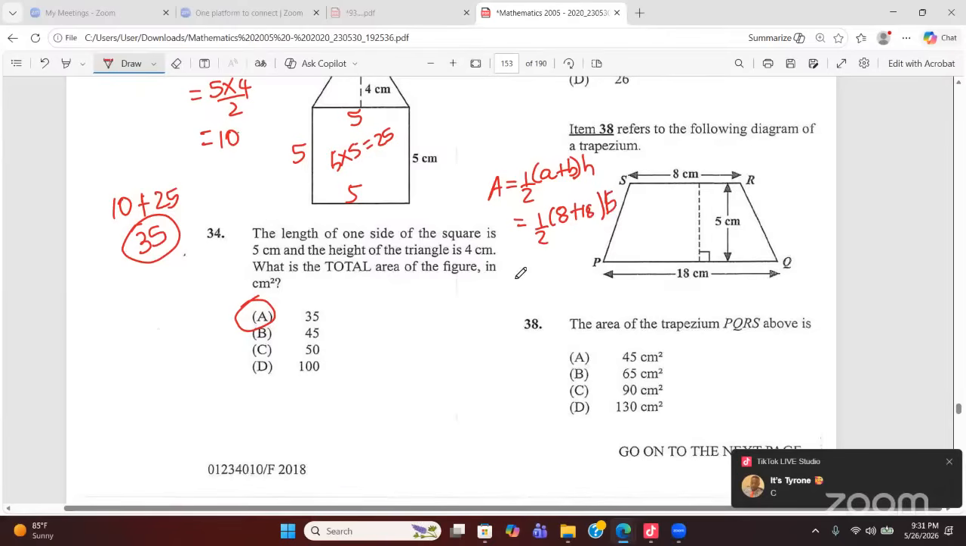So this is going to be half of 26, and whatever you get, you multiply by 5. Half of 26 is 13, times 5. You get 65. So we get our 65, which is B. Everybody get the B for the trapezium question.